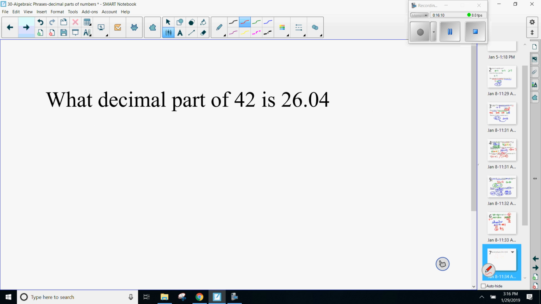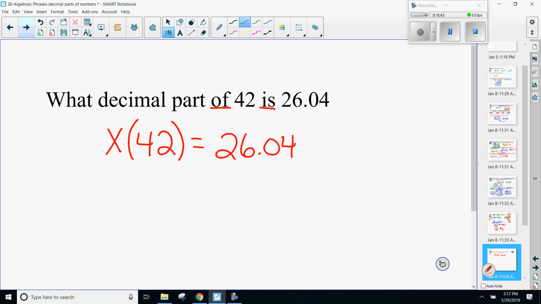Here's another example. What decimal part of 42 is 26 400ths? Can we write the equation? What decimal part? X. The word of means multiply. Then you have 42. The word is means equals 26.04, 26 400ths.